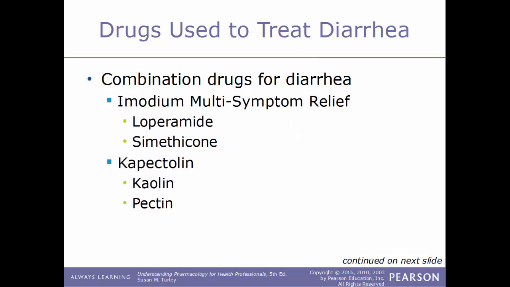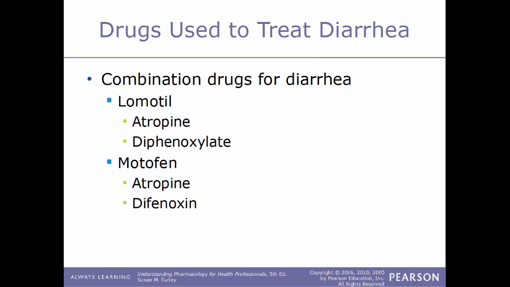Some examples of combination drugs for diarrhea: multi-symptom relief. This is a combination of loperamide and also simethicone. Kaopectate, which is a combination of kaolin and pectin. Lomotil, which is a combination of atropine and diphenoxylate. And Motofen, a combination of atropine and difenoxin.